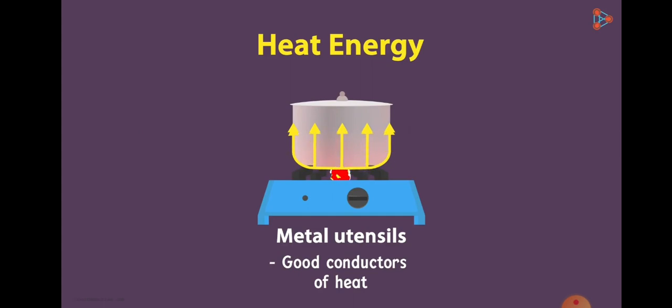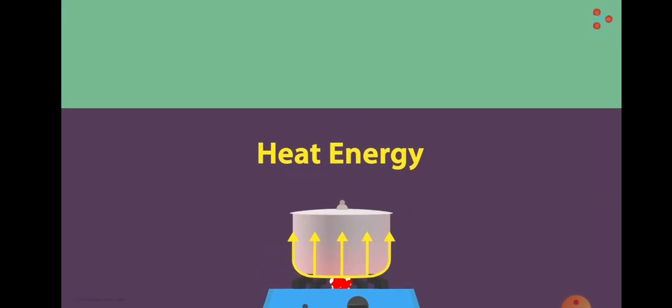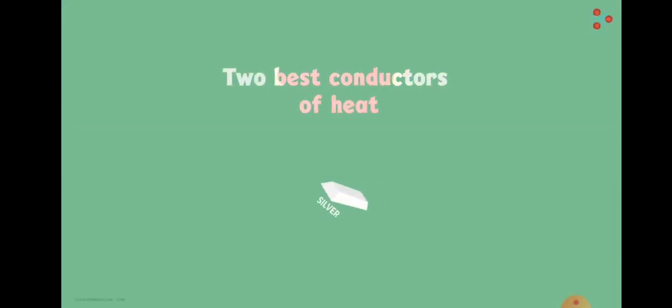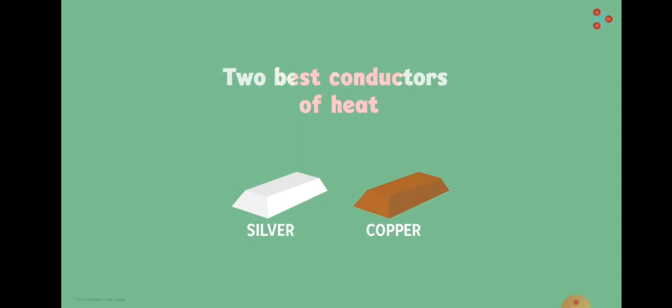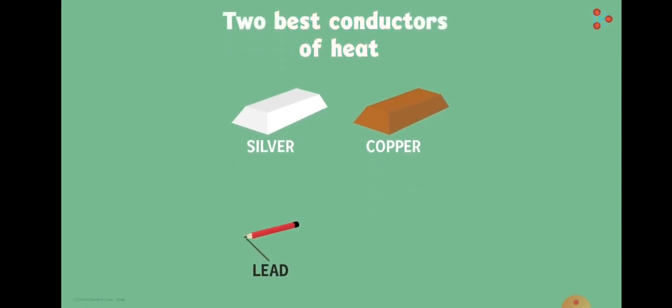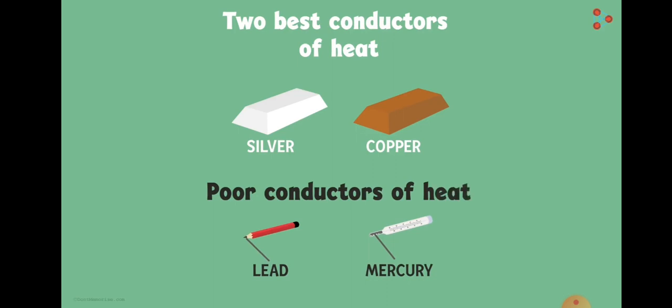No doubt, most metals are known to be good conductors of heat. Do you know the 2 best conductors of heat? They are silver and copper. 2 other metals like lead and mercury are comparatively poor conductors of heat.